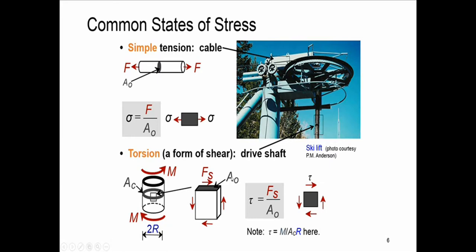If the cross-sectional area when unloaded is equal to A0, then the shear stress can be defined as shear force divided by A0, and it's shown schematically like here. Note that the force is equal to the moment divided by the radius of this shaft, so we can write it down as M divided by A R, where A is A0, the cross-sectional area, and R is the radius of the shaft.